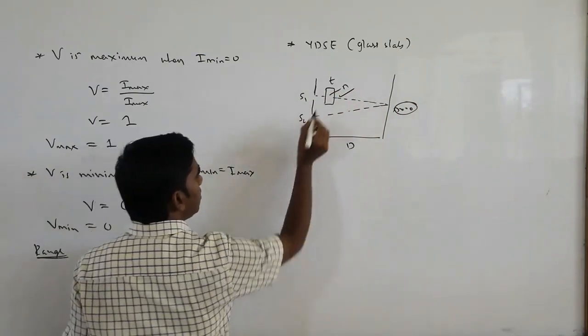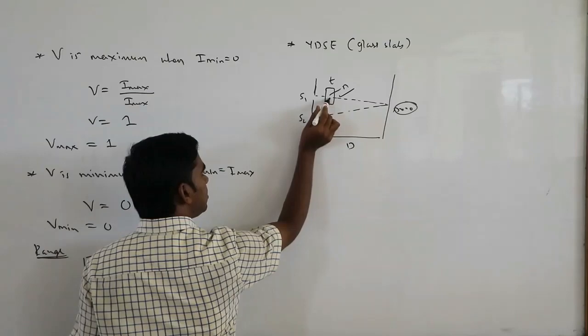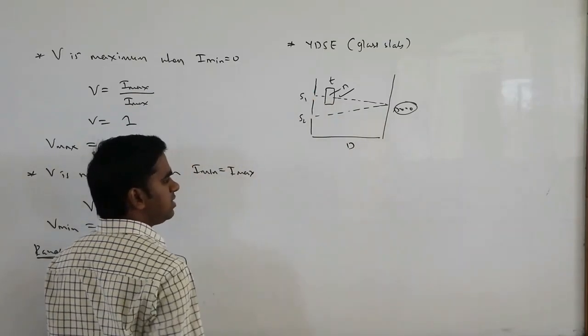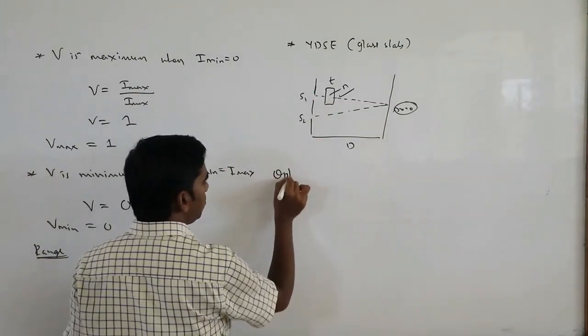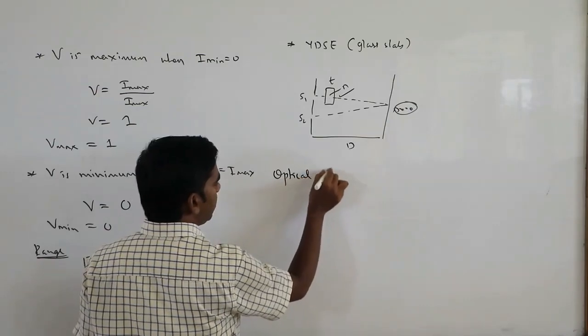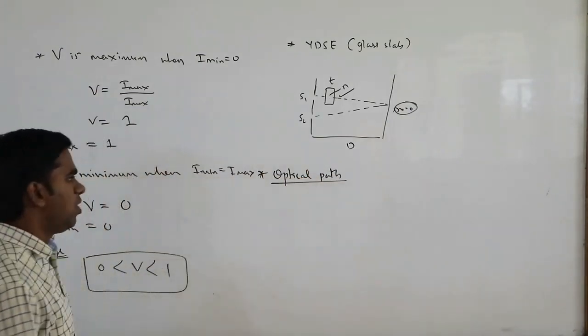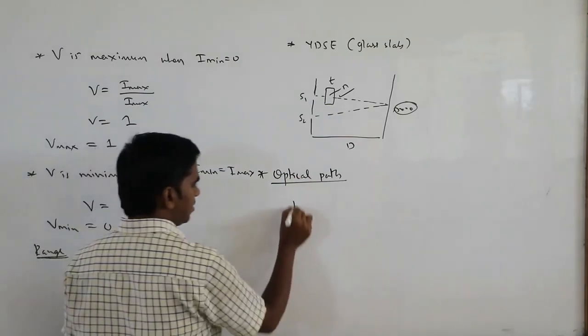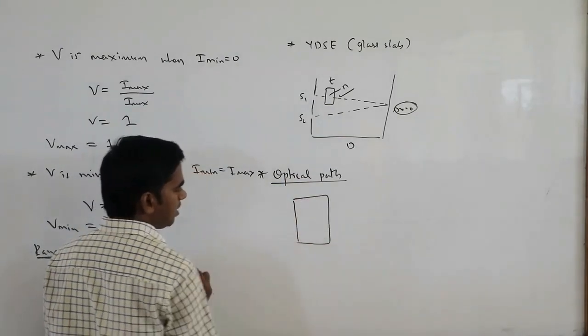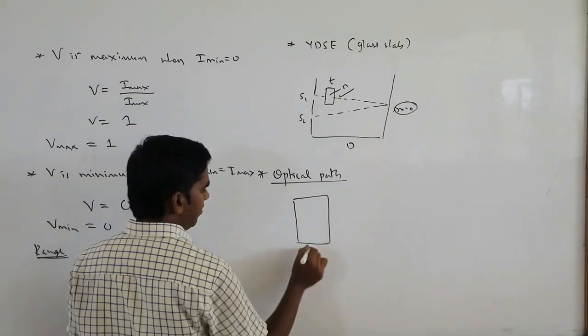So for that, the distance traveled in the glass is different, and the distance traveled outside is different. For that, again we have to use the optical path. This we have already discussed in geometrical optics. So what exactly is optical path? Suppose the optical path is, suppose this is having the thickness t.